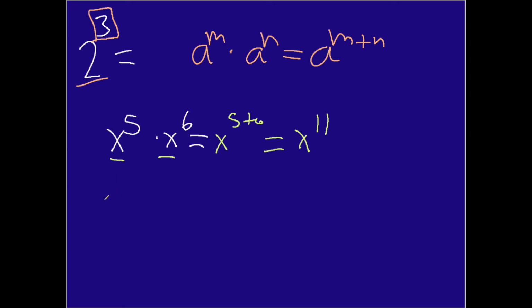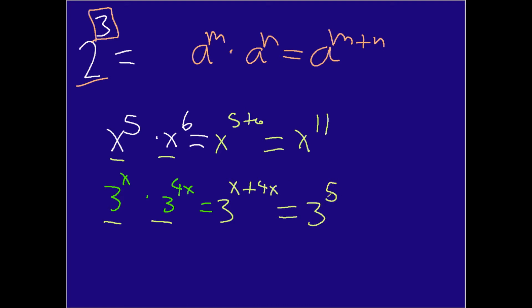And so the next one, 3 to the x times 3 to the 4x. Well, again, that's not that hard. The base stays the same, as you should already be familiar with. So we have 3 again. Then we have x plus 4x. And this simplifies to 3 to the 5x power. Very, very simple here. Now the next one, it's a little bit more advanced, if you will.